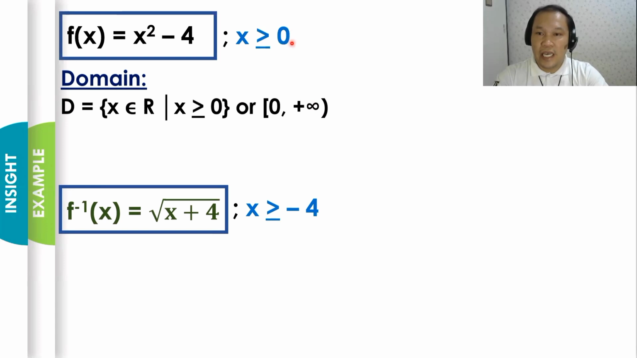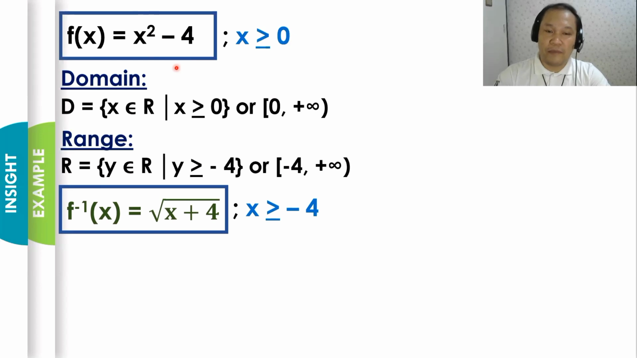On the other hand, if we replace x is equal to 0 in our x squared minus 4, the result will be negative 4. Okay, that is 0 squared is equal to 0, minus 4, the answer is negative 4. Therefore, the range will be y is an element of a real number such that y is greater than or equal to negative 4. Or by notation, we have the bracket negative 4 up to the positive infinity.